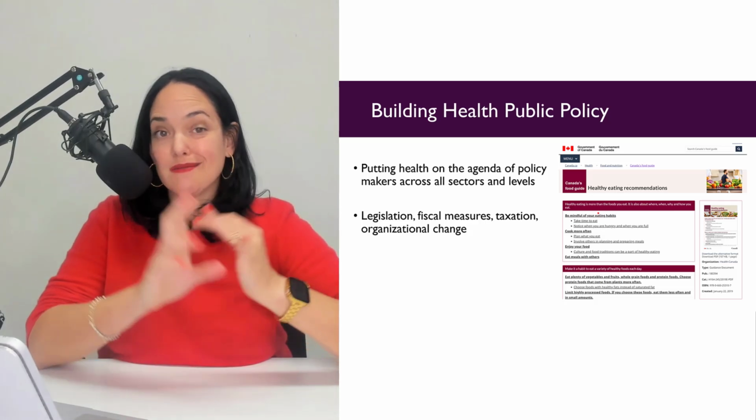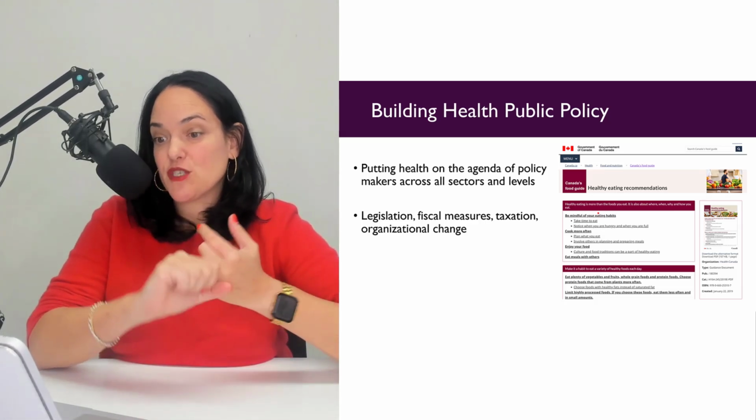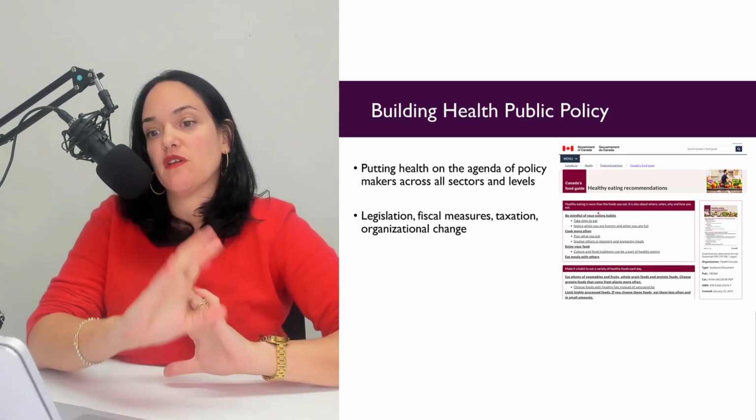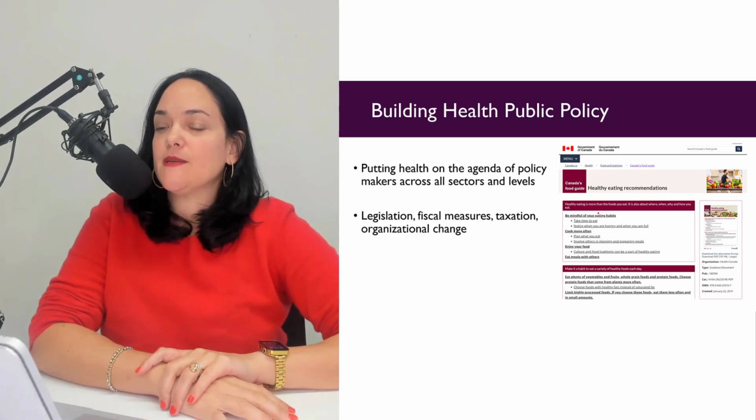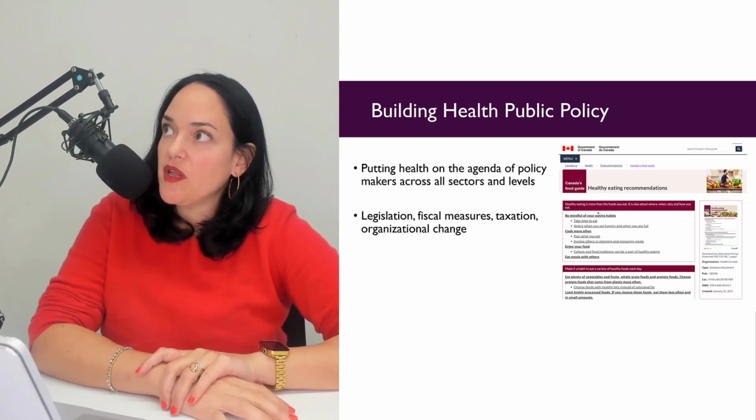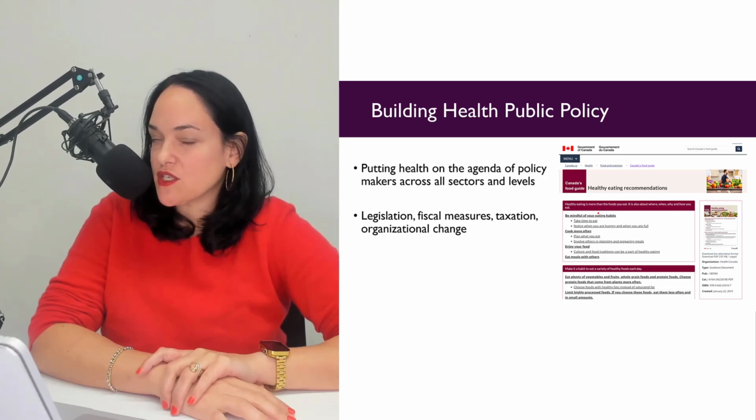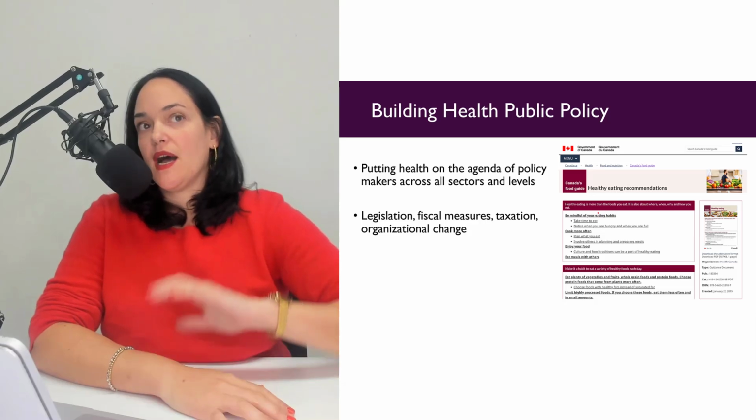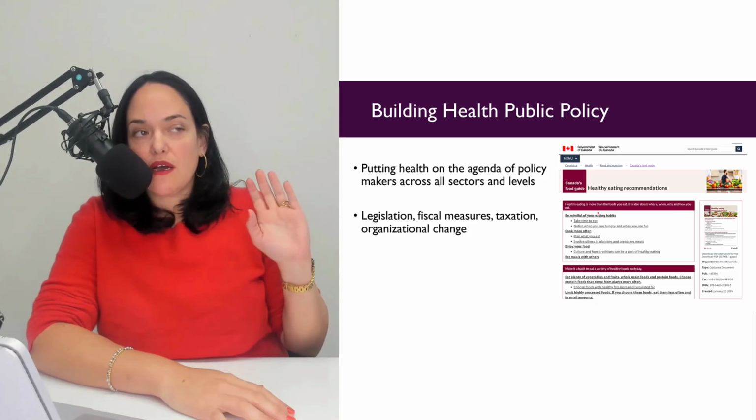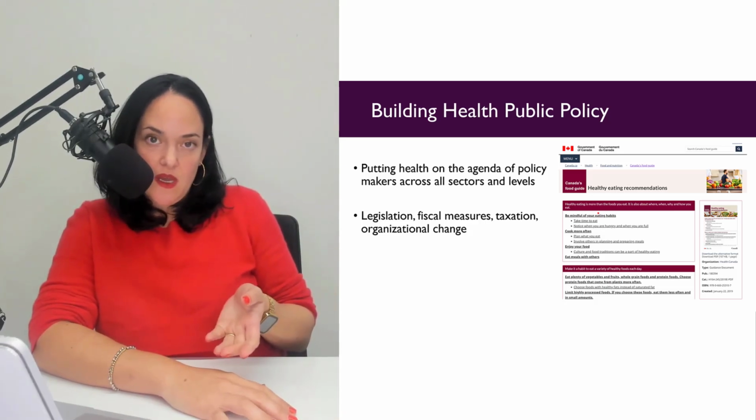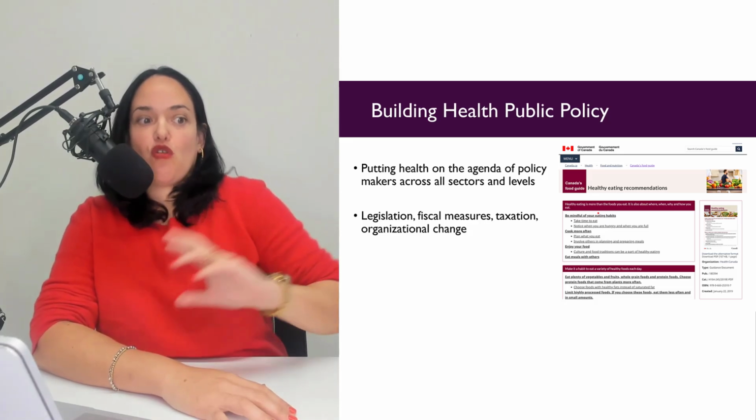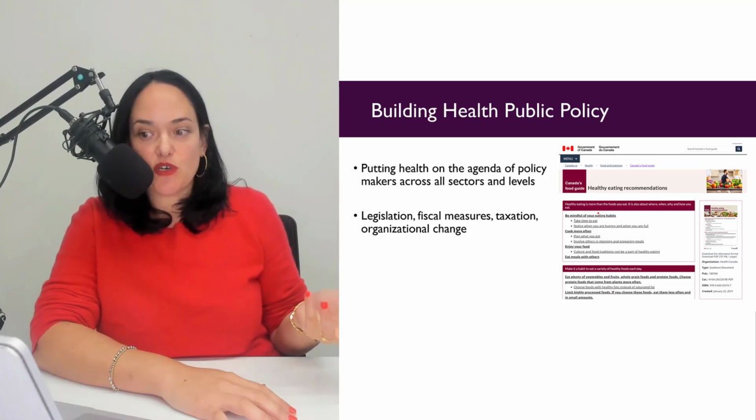So laws, like fiscal, economic measures, taxation, organizational change, these are all parts of healthy public policy. And when we talk about healthy public policy, we usually mean governments, but it could also be of an organization. So healthy public policy could also speak to the BC K-12 curriculum, and what the policy measures are in there to help promote health across the education system in British Columbia.